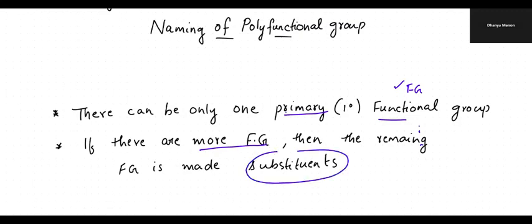Okay, so we will take an example for this, but before that, I just wanted to tell you that there is a priority order of different functional groups. The one which is above in the priority order will become the primary functional group. The one that is below will become the substituent if the carbon chain is a polyfunctional group. I will be discussing the priority order also, but before that, an example.